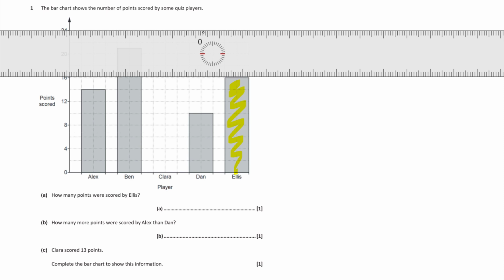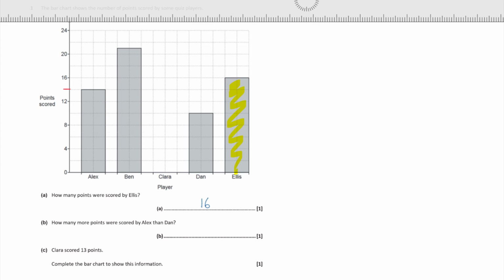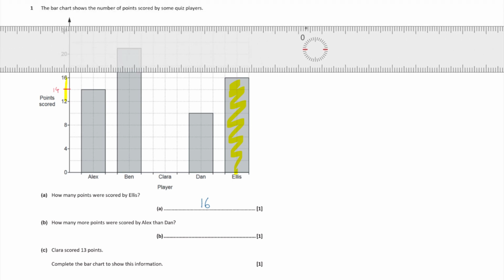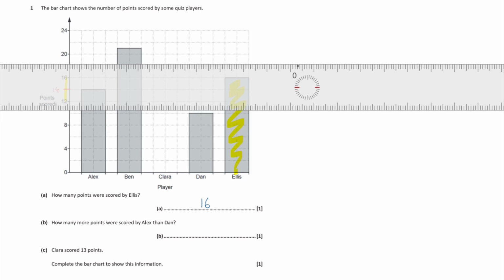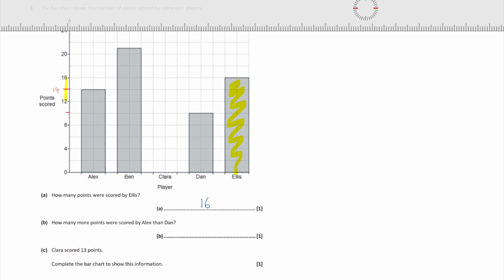Okay, so 16 points. Part B says, how many more points were scored by Alex than Dan? So here's Alex's bar. You can see that it is here, this point then on the scale. Now the scale runs from 12 up to 16. That is a gap of 4, but we've only got 2 divisions in between. So each one of those divisions must be worth 2 then, mustn't it? So then that number in between has to be 14. And then we've got Dan down here. He is here on the scale between 8 and 12. So he must have got 10.